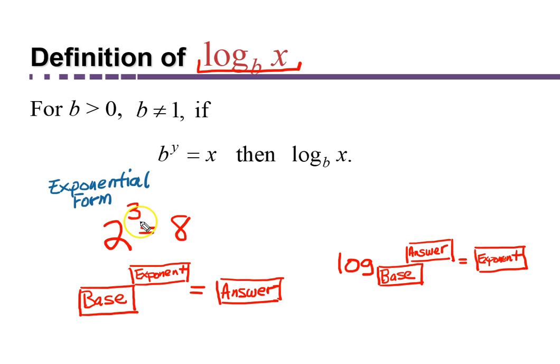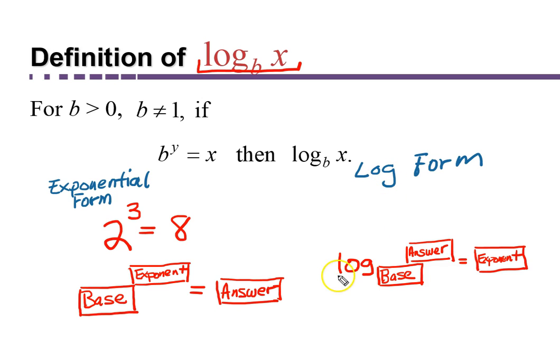What we've just done is say 2 to the third power, where 2 is the base and 3 is the exponent, equals the answer of 8. Now, when we write in log form, this is the log form. Logs basically are just exponents.